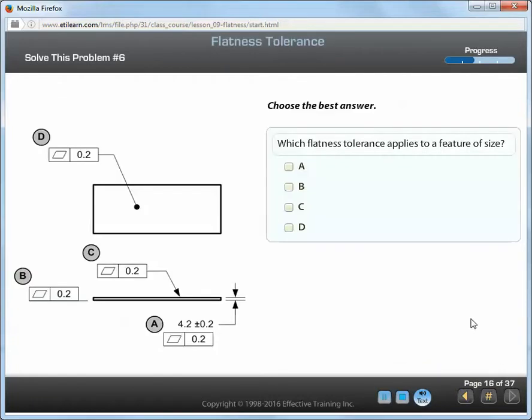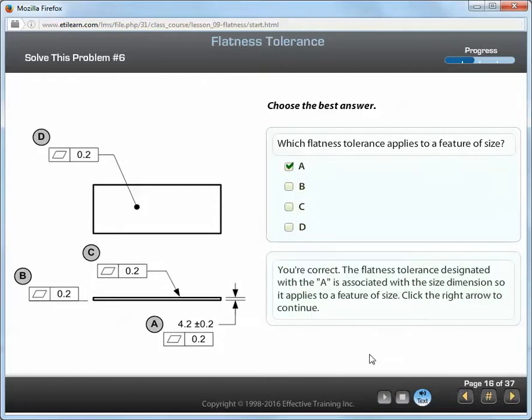Which flatness tolerance applies to a feature of size? You're correct. The flatness tolerance designated with the A is associated with the size dimension, so it applies to a feature of size. Click the right arrow to continue.